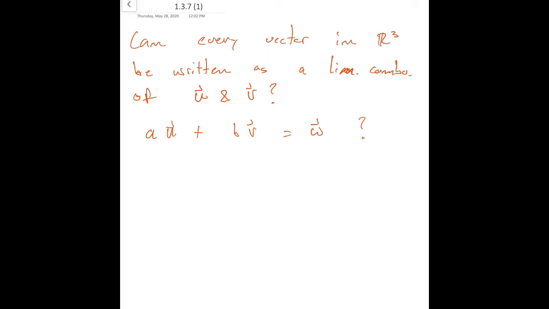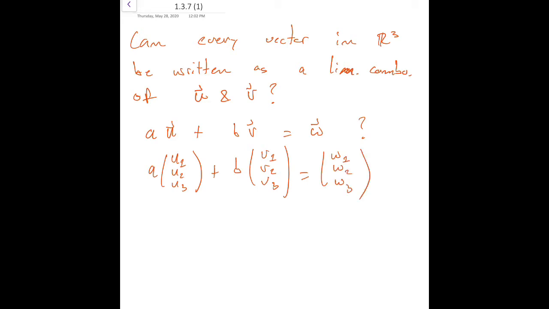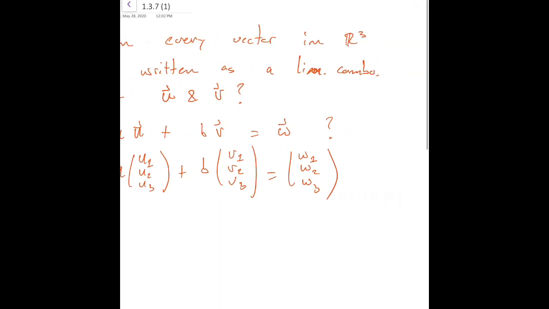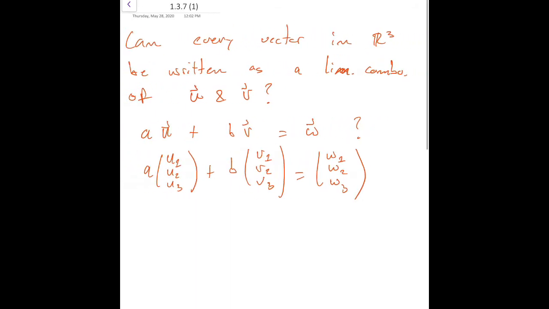Okay, well really, let's write this in component form. So if u is u1, u2, u3, we could write this as a times u1, u2, u3 plus b times v1, v2, v3 equals w1, w2, w3. Okay, so really what this gives us is a system of 3 linear equations and 2 unknowns.